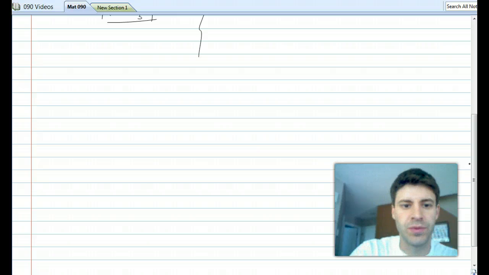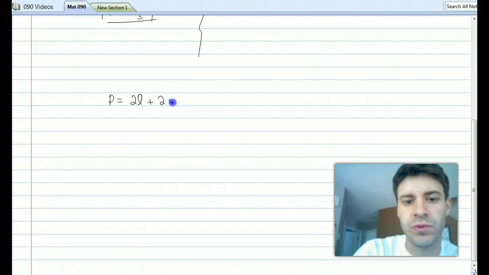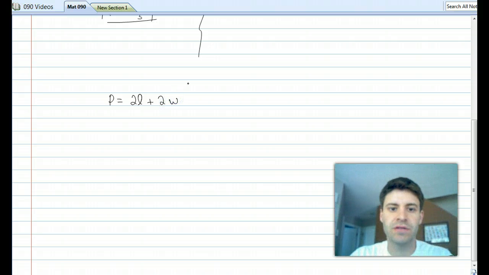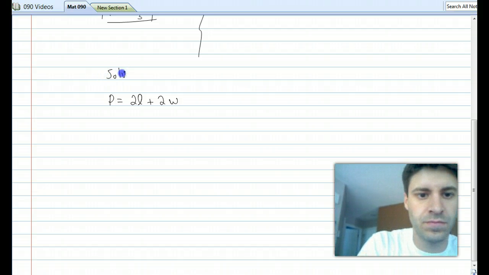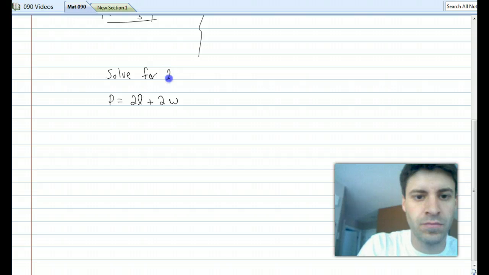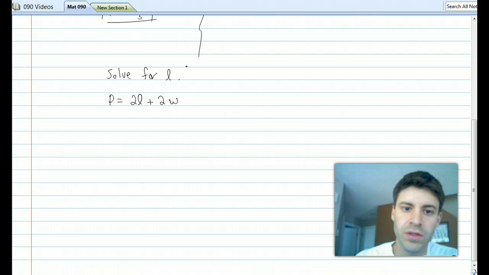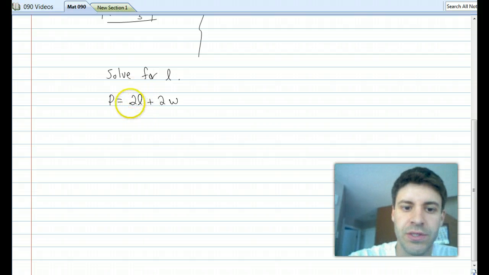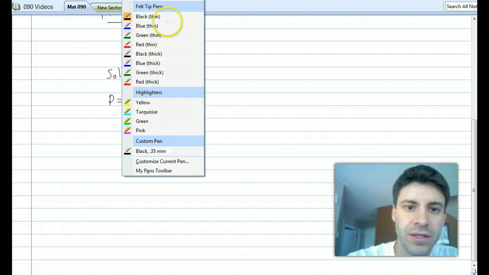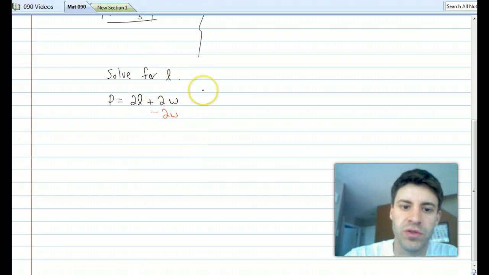Let's say we have the formula P equals 2L plus 2W. And let's say we want to solve that formula for, we'll say, L. Okay, so what do we do first? Well, the goal here is to get L by itself. We want this term with the L in it to be all by itself on one side of the equation. So to do that, the first thing that we can do is subtract 2W from both sides of the equation.